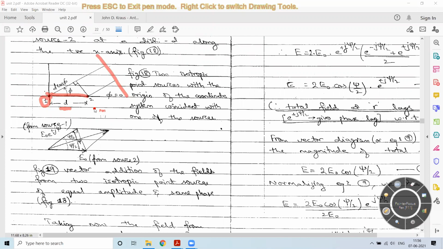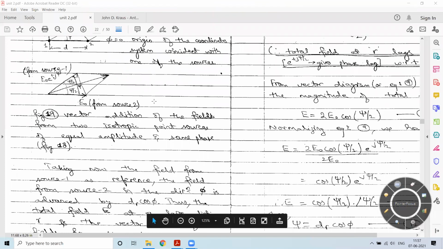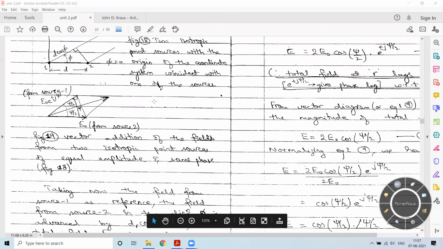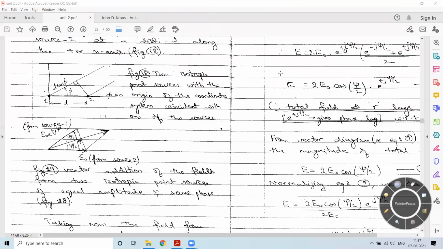In this case, the result will be the same. The only extra parameter you'll get is a phase parameter in the total field, because you are changing the reference point. That is only the minor change you will have over here. When you simplify, you will have this extra parameter which gives the phase of the total field. This change occurs because you are changing the reference point. Previously the reference point was in between.